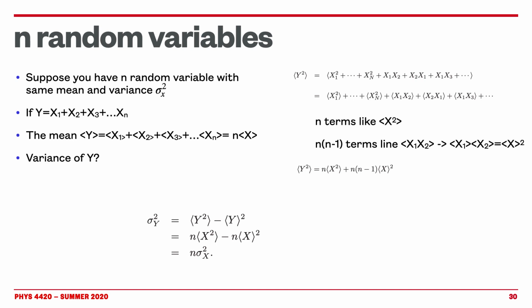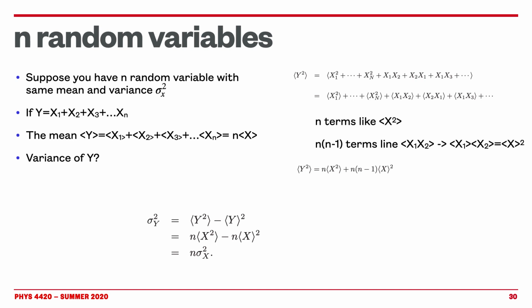That's very nice because now I'm in a position to calculate sigma y squared. Sigma y squared is given by the difference between the expectation value of y squared minus the square of the expectation value of y. I can just plug in the values I just calculated for those two numbers, and I find that the variance for y, sigma y squared, is going to be given by n times sigma x squared. That's quite interesting because we were dealing with quadratic functions, but the number that we get is n. You could have thought that you might get n squared, but it's n.